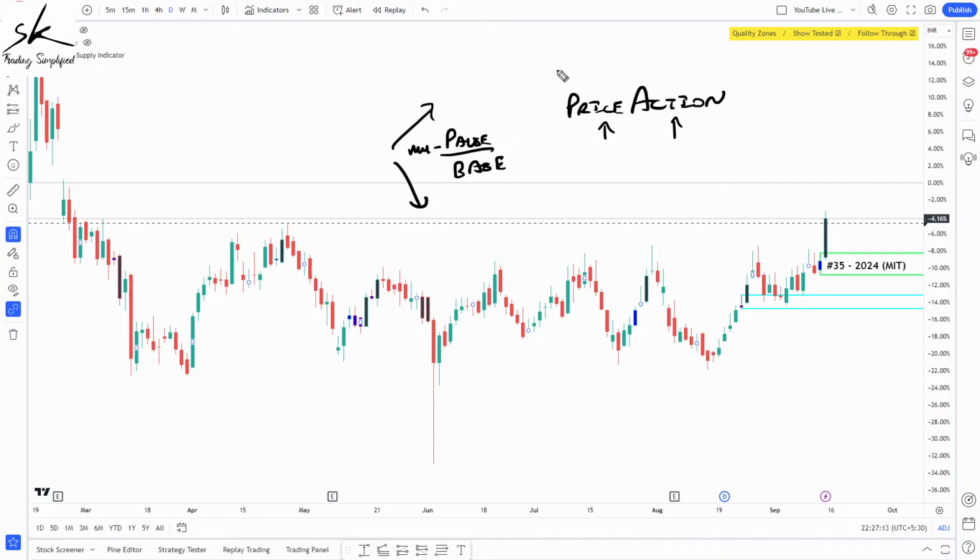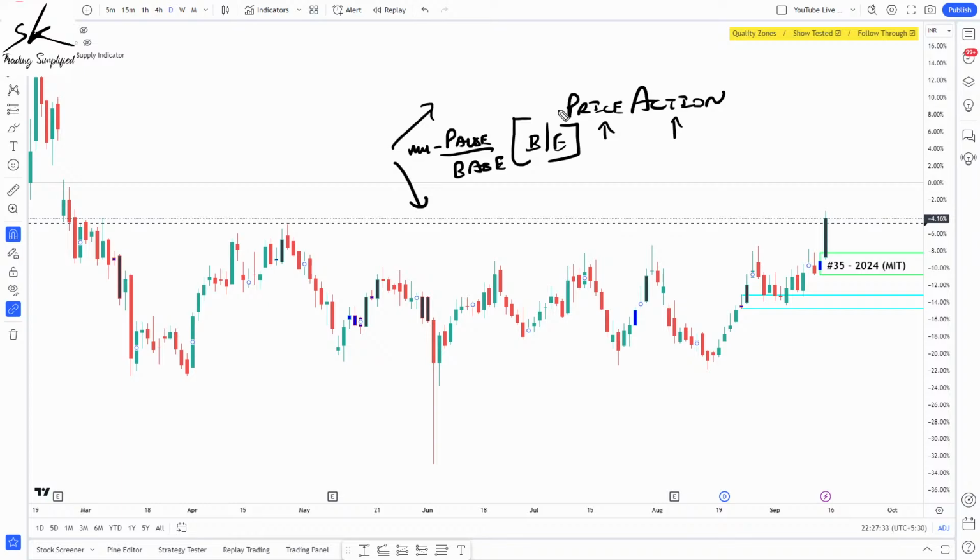Now, initially, when you start learning demand supply methodology, let's assume you don't have access to the demand and supply zone indicator. You have not subscribed for it. Not to worry. You can still start with the process, which is called the boring exciting technique. And we have created the boring candle indicator on TradingView. It's an absolutely free indicator. You can use it for free forever.